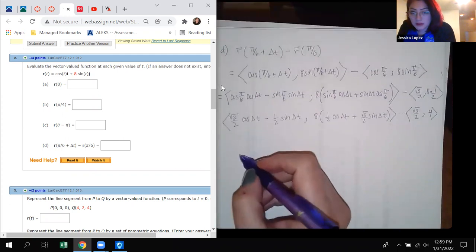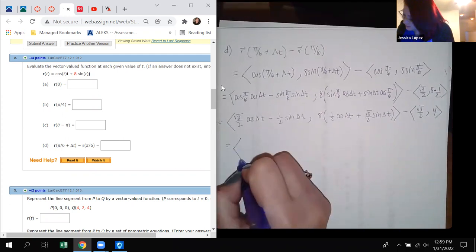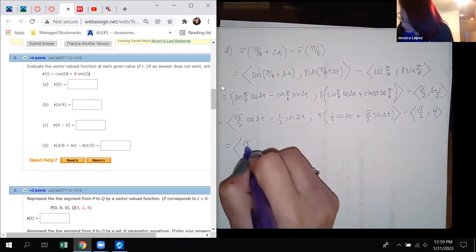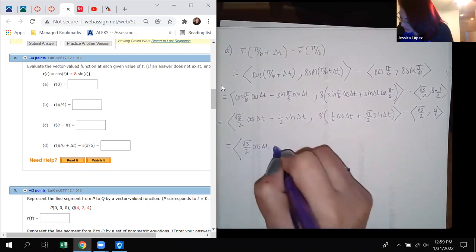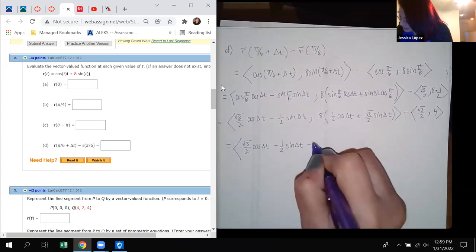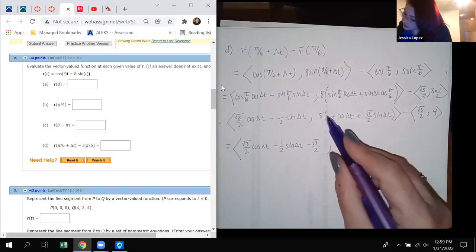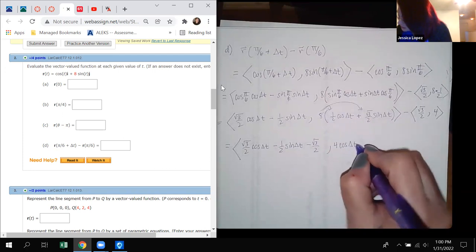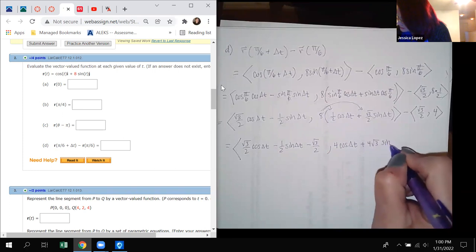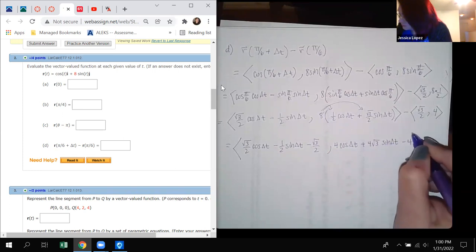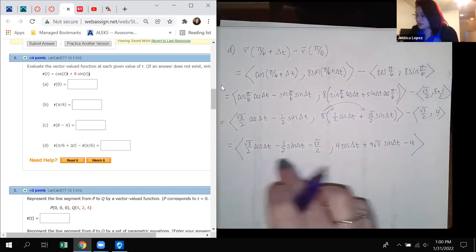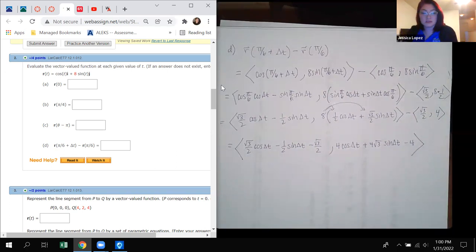Okay, let's keep going. I don't think I'm gonna be able to simplify this much. So we're just gonna end up with the square root of 3 over 2 cosine of delta t minus 1/2 sine of delta t minus the square root of 3 over 2. For the second term, if I distribute this 8, I'm going to have 4 cosine of delta t plus 4 square root of 3 sine of delta t minus 4. Okay. And you don't need to simplify it any more than that. I mean, you could probably convert it into something else equivalent using all your trig identities, but you can just type in this for the first component and this for the second component, and it will accept it. Okay.